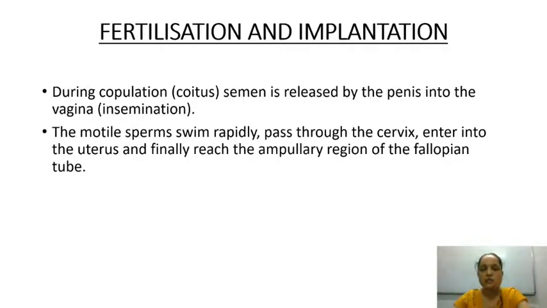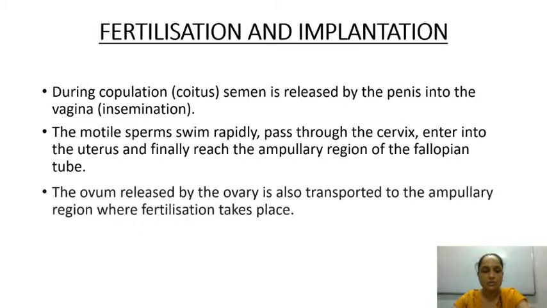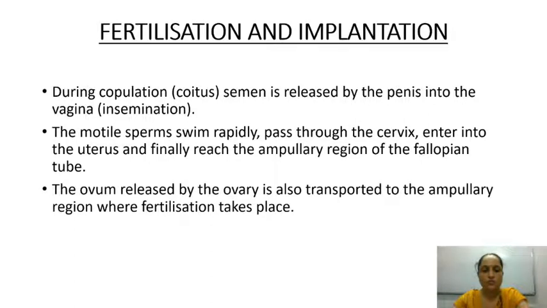As you must be knowing, fertilization happens inside the fallopian tube, and in which section of the fallopian tube? In the ampullary region. This point is very important, so remember this properly. The ovum released by the ovary is also transported to the ampullary region. The ovum is produced inside the ovary, but through the fimbriae, then through the ampulla, it is kept inside the ampullary region only.